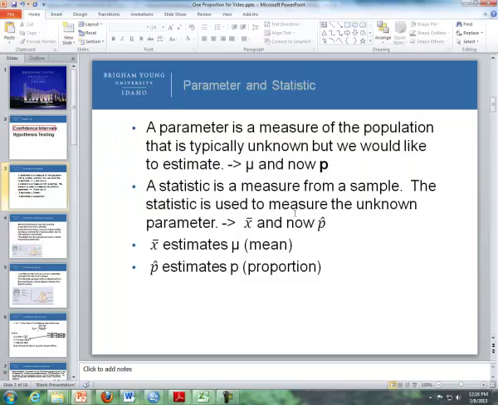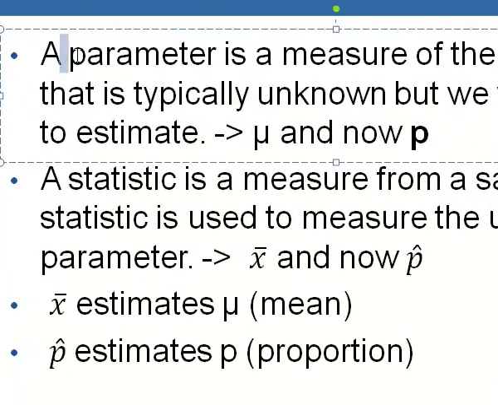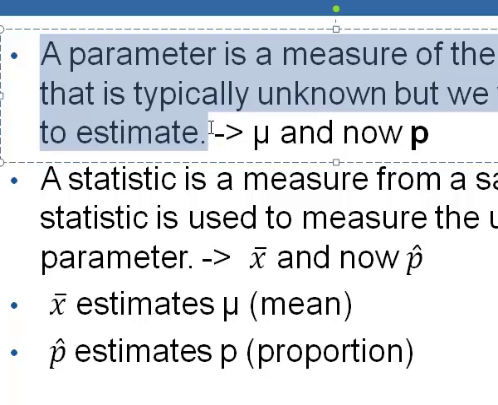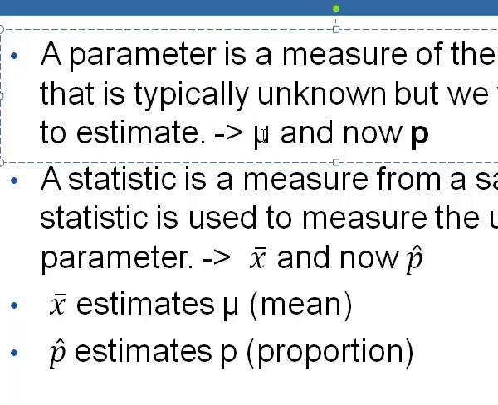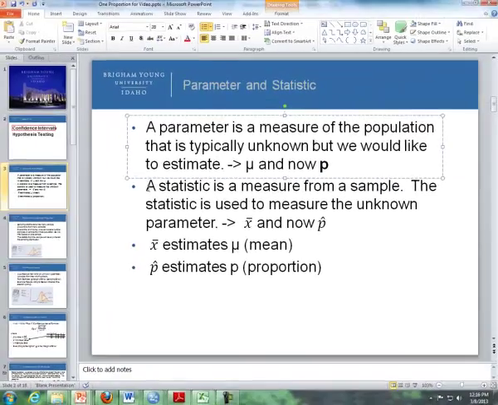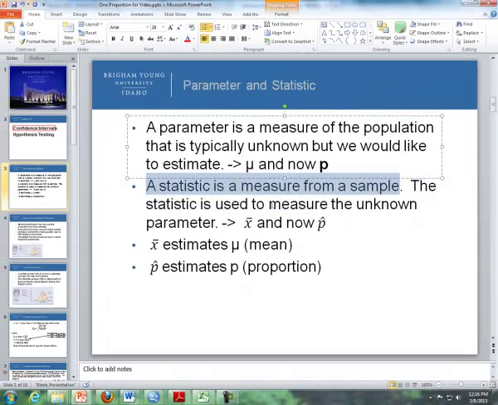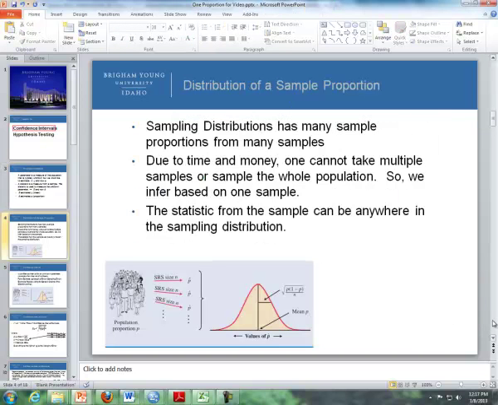Okay, so let's review parameter and a statistic. A parameter is a measure of the population that's typically unknown, but we like to estimate. What we saw back in Unit 2 primarily was population mean, which is mu. Now we're going to deal with P, which is a population proportion. And a statistic is a measure from the sample, and the statistic is used to estimate the unknown parameters. So X bar was used back in Unit 2, which is our sample mean, and our sample mean is used to estimate our population mean. And now P hat, which is our sample proportion, is used to estimate P, which is a population proportion.